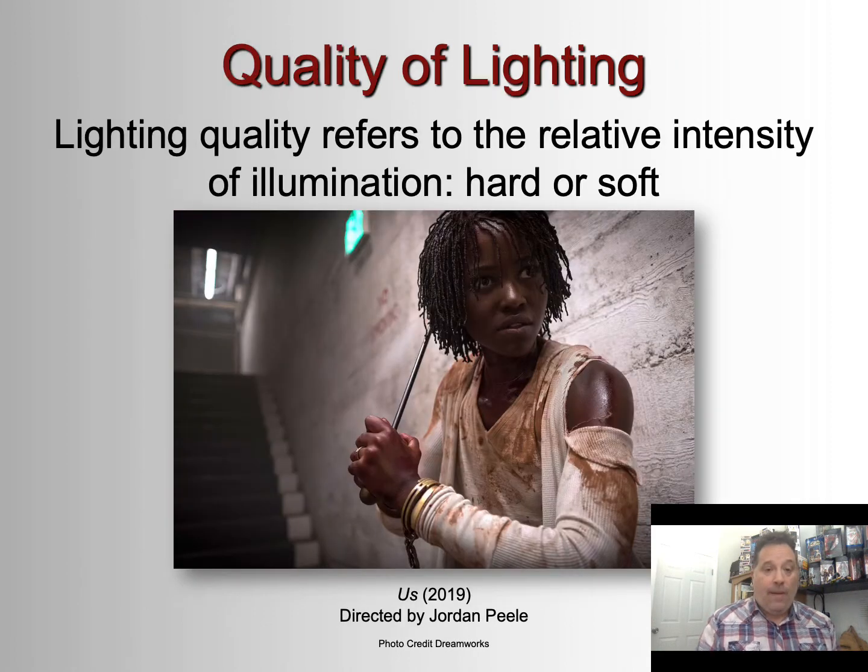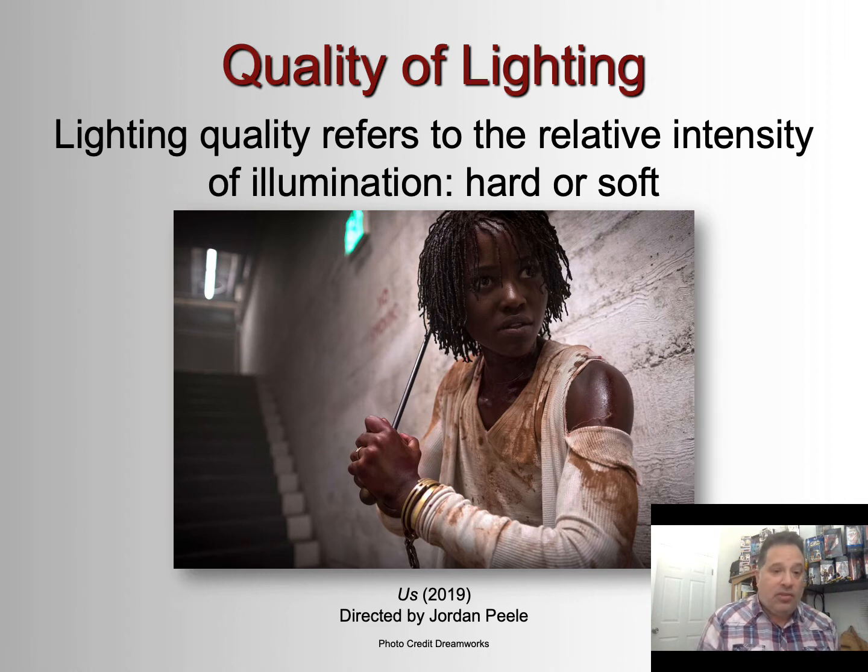So what about the quality of lighting? Well, lighting quality refers to the relative intensity of illumination, and that's either hard or soft, right? And hard lighting creates clearly detailed and defined shadows, crisp textures, and sharp edges, where soft lighting creates a sort of diffused illumination, right?